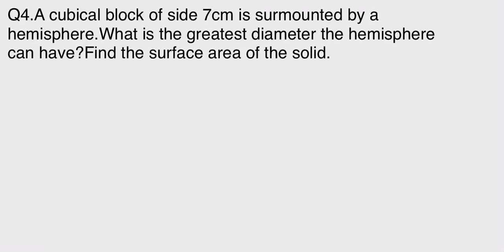Welcome once again, friends. Today we are going to discuss question number 4, exercise 13.1, surface areas and volume, class 10th maths. The question goes like this: a solid cubical block of side 7 centimeter is surmounted by a hemisphere. How does the figure look like?